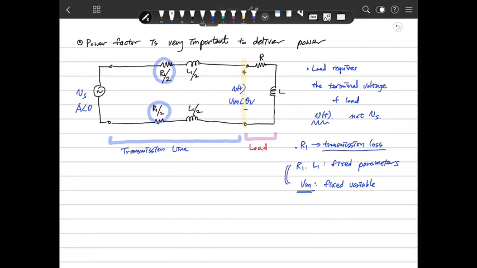So in the viewpoint of the transmission line operator, such as Hanjeon, KEPCO in Korean, in English KEPCO, they need to minimize the power loss caused by this transmission line. KEPCO wants to minimize this transmission loss. How can you do that? That is related to the power factor.